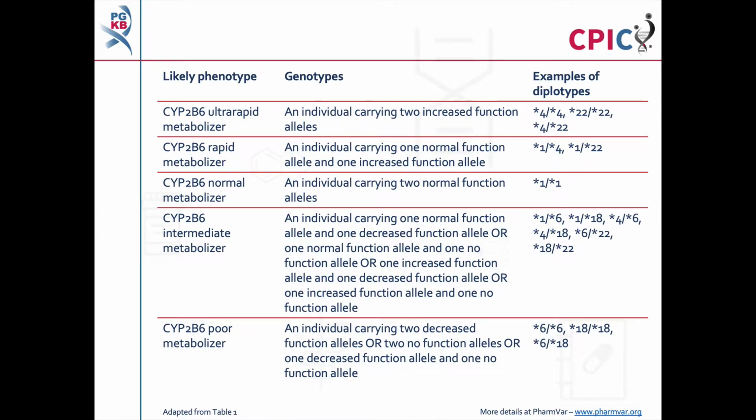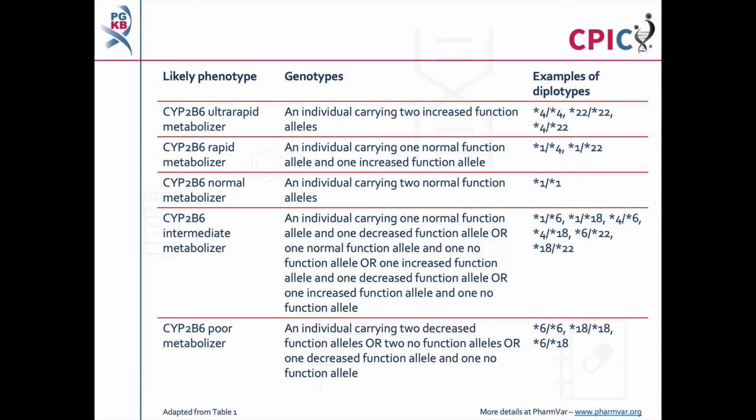There are nearly 40 defined alleles of CYP2B6, known as star alleles. A CYP2B6 allele definition table, along with other gene information tables for CYP2B6, can be accessed at the PharmGKB website or by using the link in the description below this video. Further information about CYP2B6 alleles can also be found at the PharmVar website at www.pharmvar.org. A link to PharmVar is also given in the description below this video.